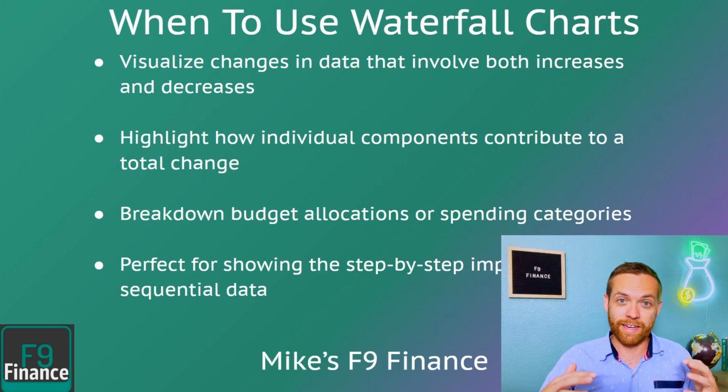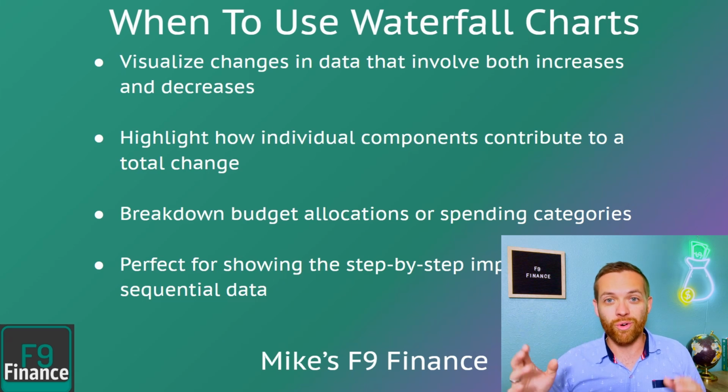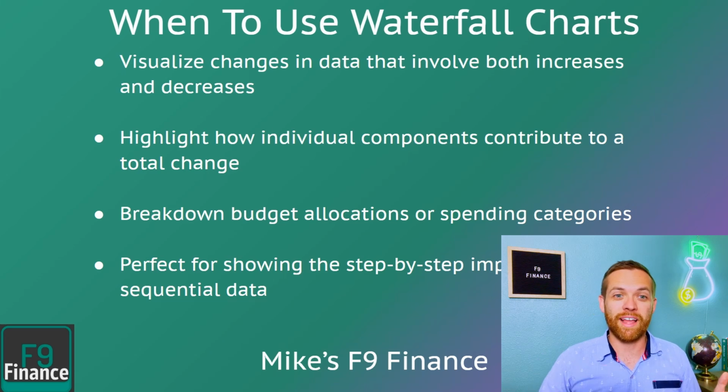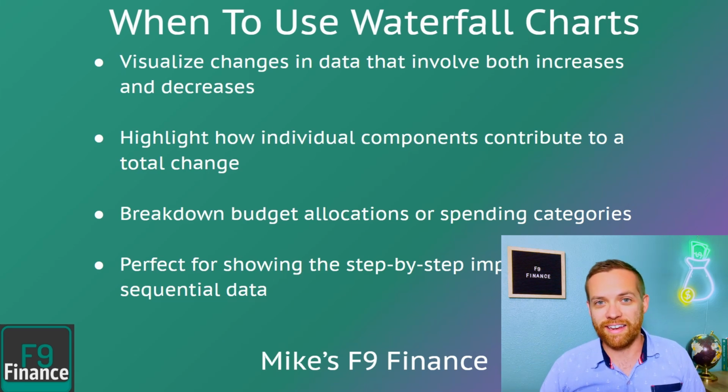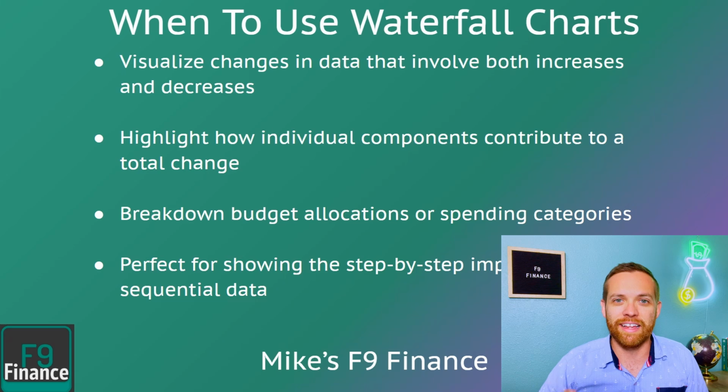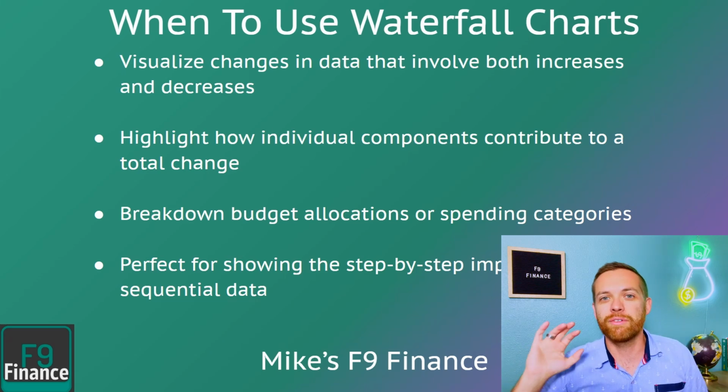You can also highlight how individual components contribute to a total change. Now that can look something like lines on the P&L, revenue, cost, or it can look like drivers in your business that move the needle. If you're working through budgeting or different kind of spending categories, you can use this to break that down and show how that's allocated and how it changes the budget. And you can also do it to show the step-by-step impact of sequential data and how things change from one point in time to another.